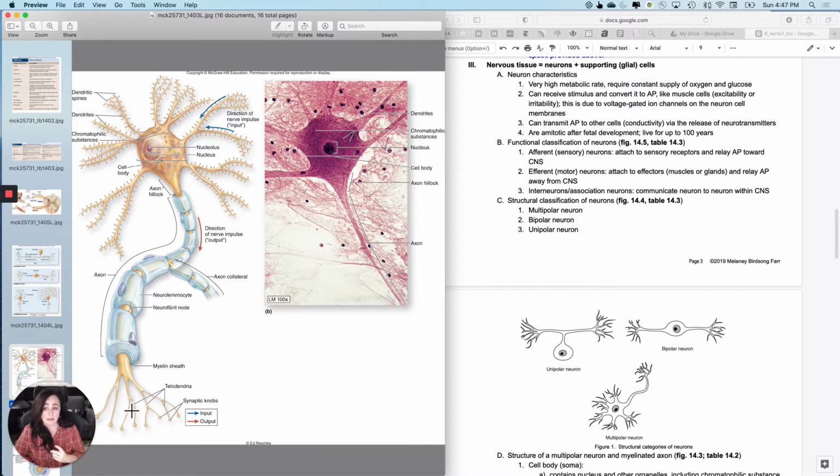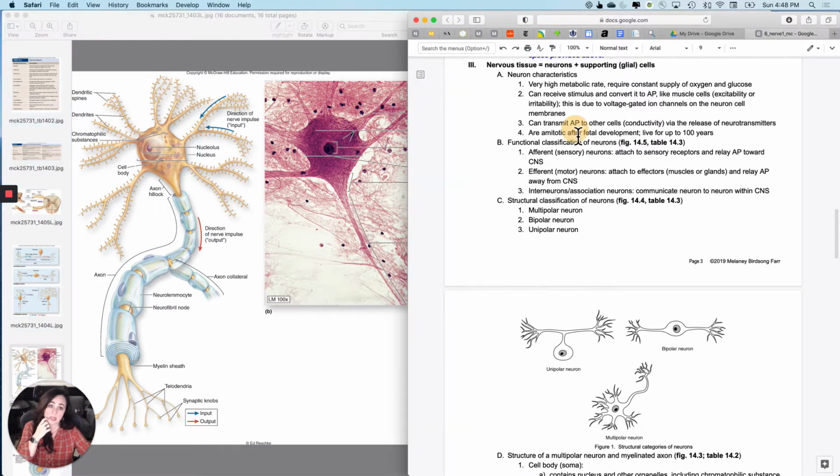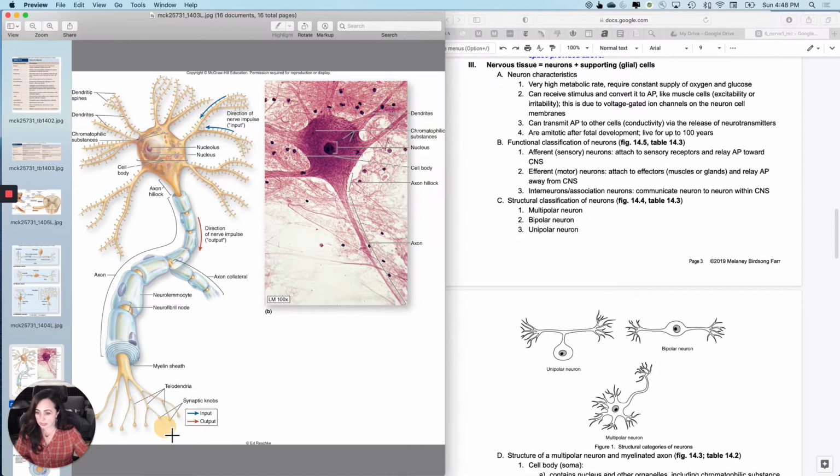Okay, the other thing that's special about them is that they can take in information, they send it really quickly, like we said, but they also have these little ET finger looking things, which allows them to cause other cells to have an electrical signal called an action potential. That's what AP stands for. So this is called conductivity because they can make other cells have an electrical signal. Because what they will do is they will actually release neurotransmitters from these little ET fingers at the bottom.